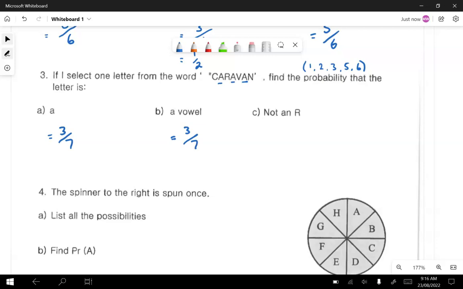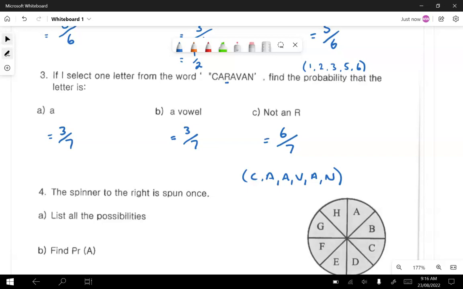What about a letter that is not an R? Let's have a quick look up here. We've got 1 R there, so that leaves us 6 possible answers that aren't an R. So let's just have a quick look at the sample space. That means that I could have done a C, an A, a V, an A, or an N. So that's where I'm getting that 6 from, okay?